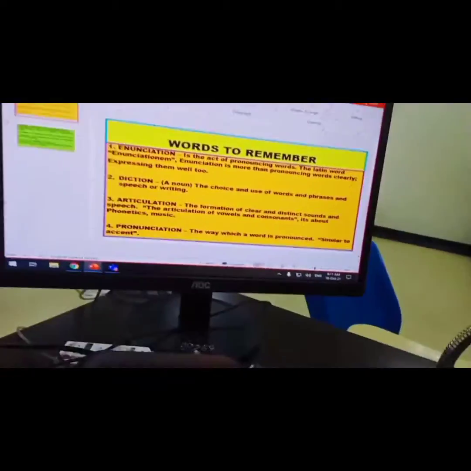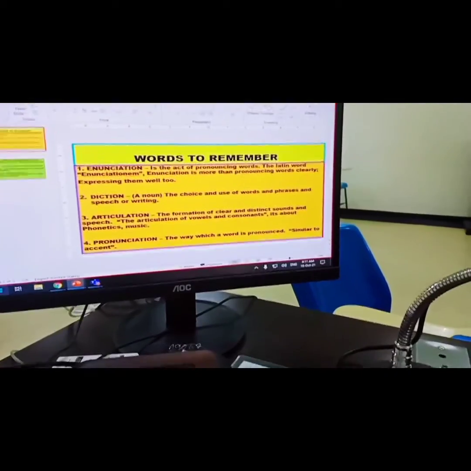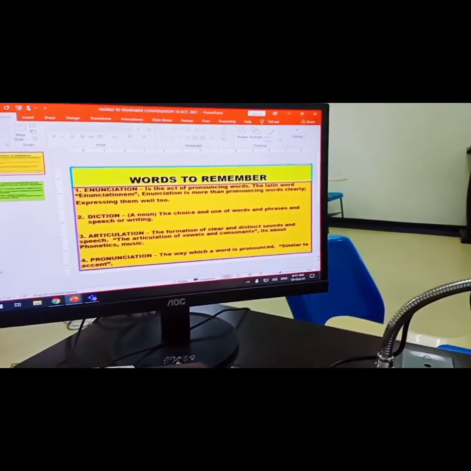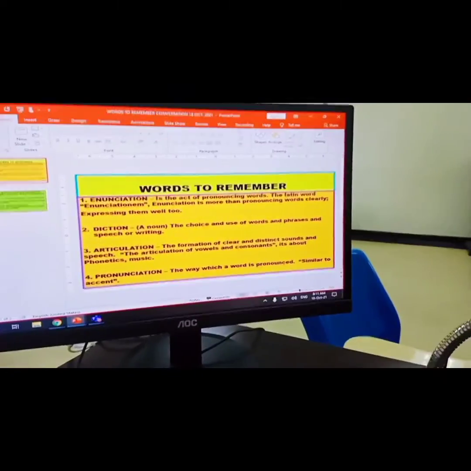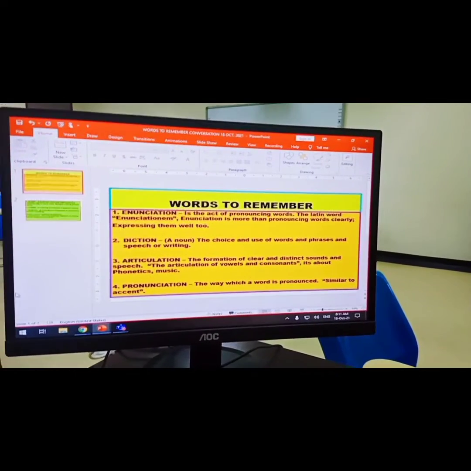That's why we have phonetics. As you go on, you have phonetics, and that's only one of the subjects. So you have to be a good articulator. The formation of clear and distinct sounds and speech.